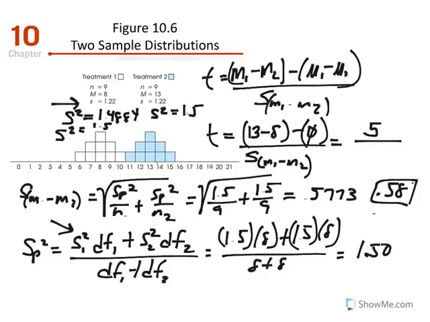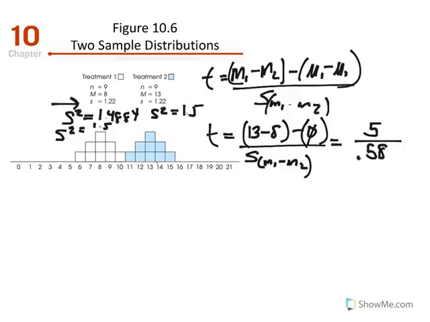So now, given these steps in this alternate equation for pooled variance, we have our estimated standard error of the mean, so we can compute our t-statistic. So then it becomes 5 divided by 0.58, and now we can compute our t-statistic and compare it to our critical region value. So our t from this equation, 5 divided by 0.58, gives us 8.62. Wow, that's a very large t-value.